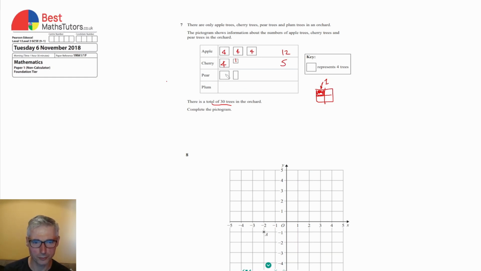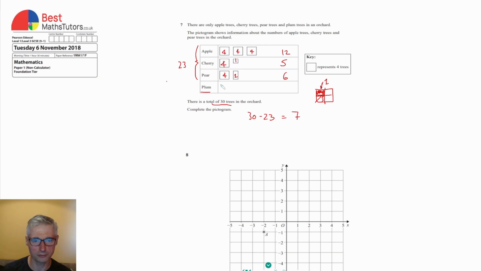For the pear trees, again we've got a big square, so that's going to be 4. And we've got half of a big square, or 2 of these smaller squares, so that's going to represent 2, so that's 6. If we add all those up, 12 plus 5 plus 6, we can see that we've got 23. So currently the apple plus the cherry plus the pear trees is 23. In order to find out how many plum trees we've got, we take that away from 30. 30 minus 23 will give us 7, and so we need to represent 7 trees on our graph.